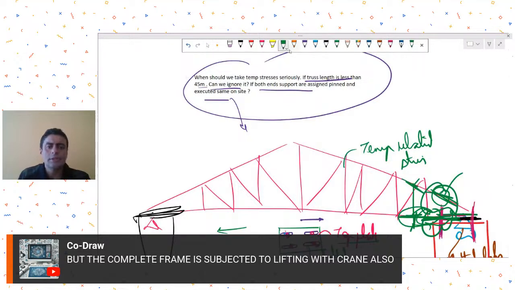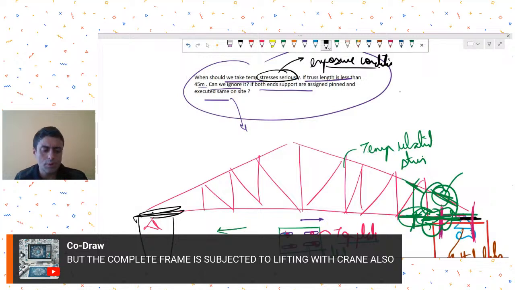So now his question is, when should we take temperature stresses seriously? See, it does not depend on the span, it will depend on what type of exposure condition you have. If your truss system is directly exposed to sun, and there is no sheeting, then you should take the temperature stresses. It does not matter whether your truss is 45 meters or 25 meters or 20 meters, you should take the temperature stresses even for small span trusses, provided it is exposed to sun.